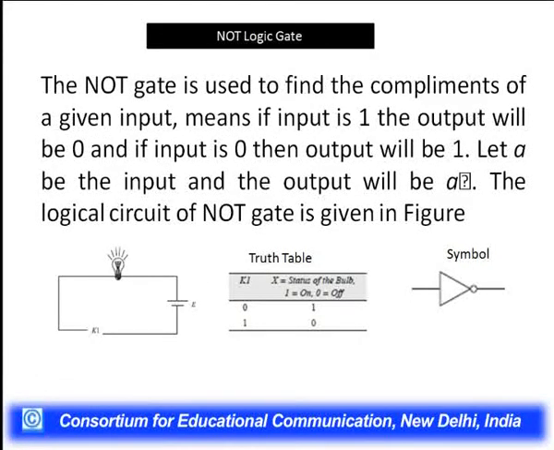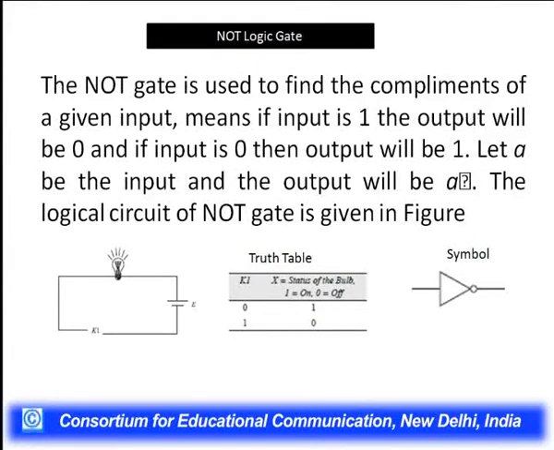Now NOT logic. The NOT logic gate is used to find the complement of a given input, meaning if the input is 1, the output will be 0, and if the input is 0, then the output will be 1. Let A be the input and the output will be A dash.